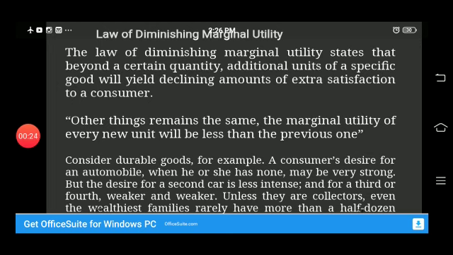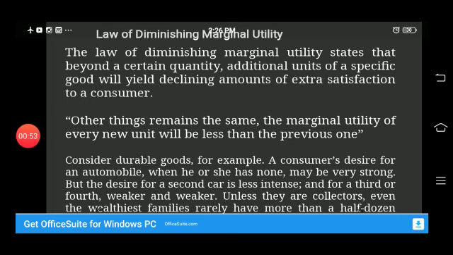The law of diminishing marginal utility states that beyond a certain quantity, additional units of a specific good will yield declining amounts of extra satisfaction to the consumer. Or we can also say in easy words that, other things remaining the same, the marginal utility of every new unit will be less than the previous one.